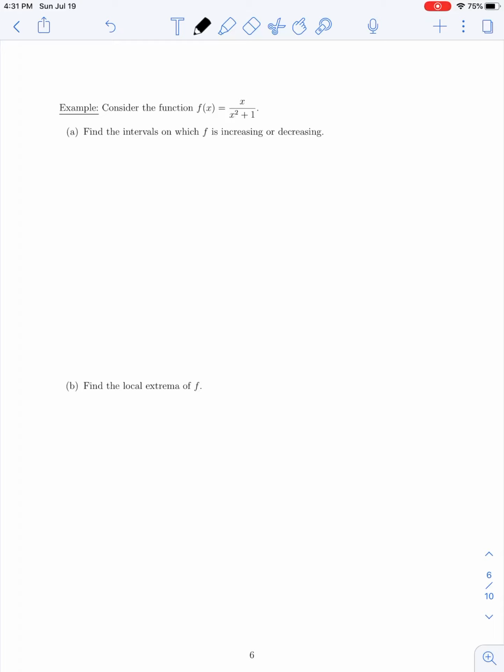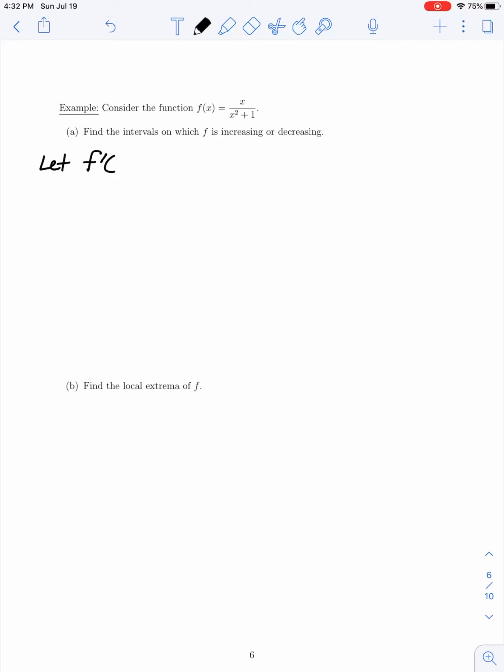In our next example, we have the function f of x is x over x squared plus 1. So a rational function, a quotient of two polynomials. And we're asked to determine the intervals on which f is increasing or decreasing. So again, we need to start by finding our critical values for this function.